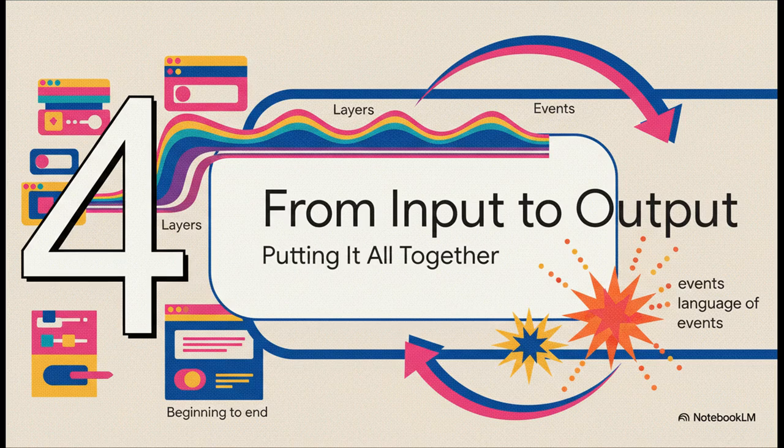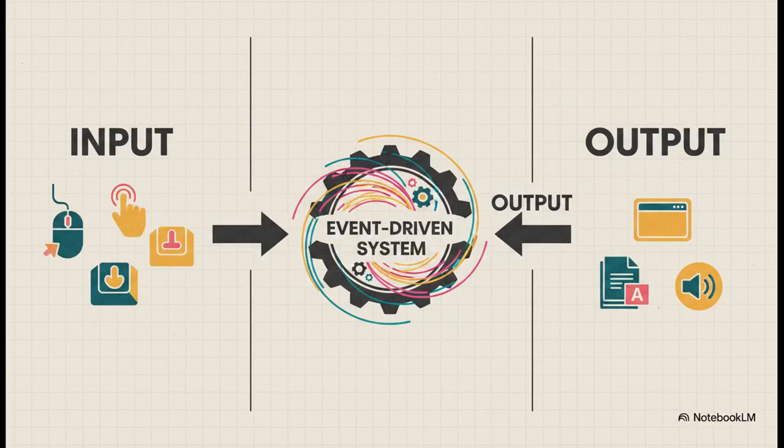All right, let's step back and put all of this together. We've gone from the big picture of the user interface down into the engine room with APIs and into the very language of events. Now, let's tie the start and the finish together. When you boil it all down, it's really this simple. Your action, the click, the swipe, the key press, that's the input. That's what you give to the computer. And the result, the window opening, the character appearing on screen, that's the output. That's what the computer gives back to you. That whole event system we just talked about is the engine that turns your input into output.